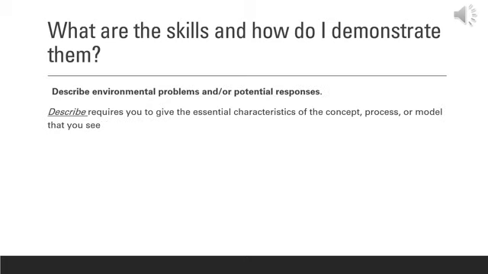The last skill is to describe environmental problems and/or potential responses. Again, description requires you to give essential characteristics. In this case, we're looking at problems and proposed solutions. Remember, when you are asked to give a proposed solution, the solution must be viable and it must be logical. If it fails to meet either of those characteristics, it will not be considered for scoring purposes.